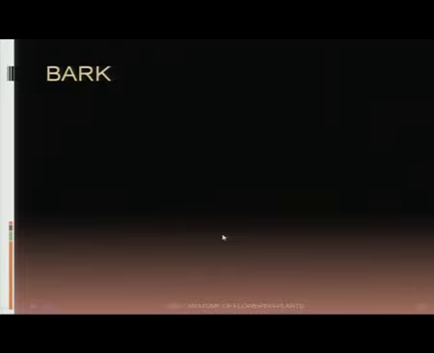Now, what is bark? We have been talking about the structure of the stem for such a long time, and we have not even once mentioned bark. What is bark?